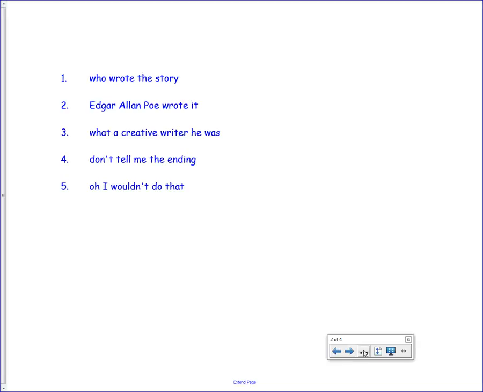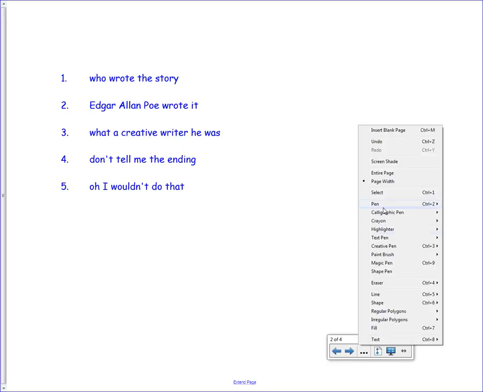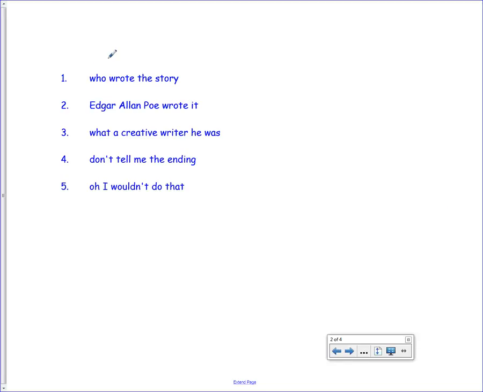All right, so let's start with the basics. We need capital letters because it's the start of a sentence. So "Who" should be capitalized, and since it's "who wrote the story," that's a question. It should end in a question mark. "Edgar Allan Poe wrote it." Declarative sentence gets a period.